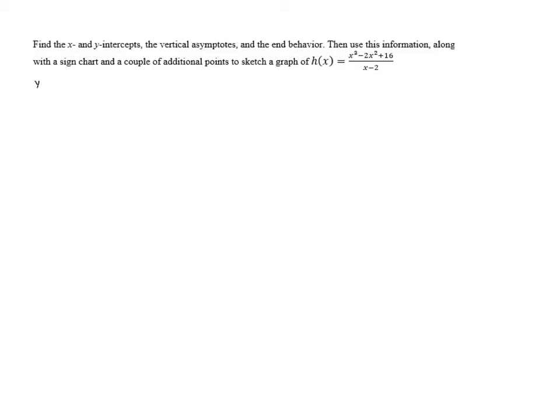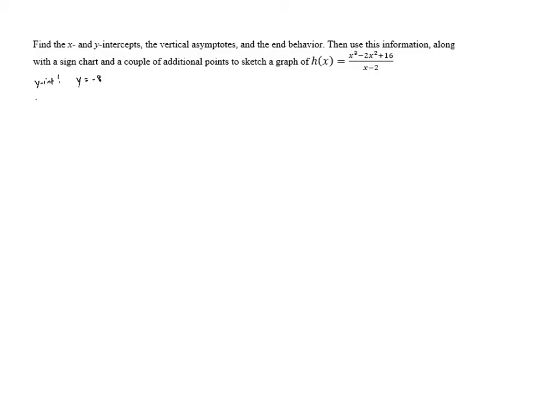Now first we'll look for the y-intercept. We know that the y-intercept occurs when we evaluate the function at 0. When we do that, all of the terms with x's will become 0, and we'll be left with 16 over negative 2, and 16 divided by negative 2 is negative 8, so the y-intercept is y equals negative 8.